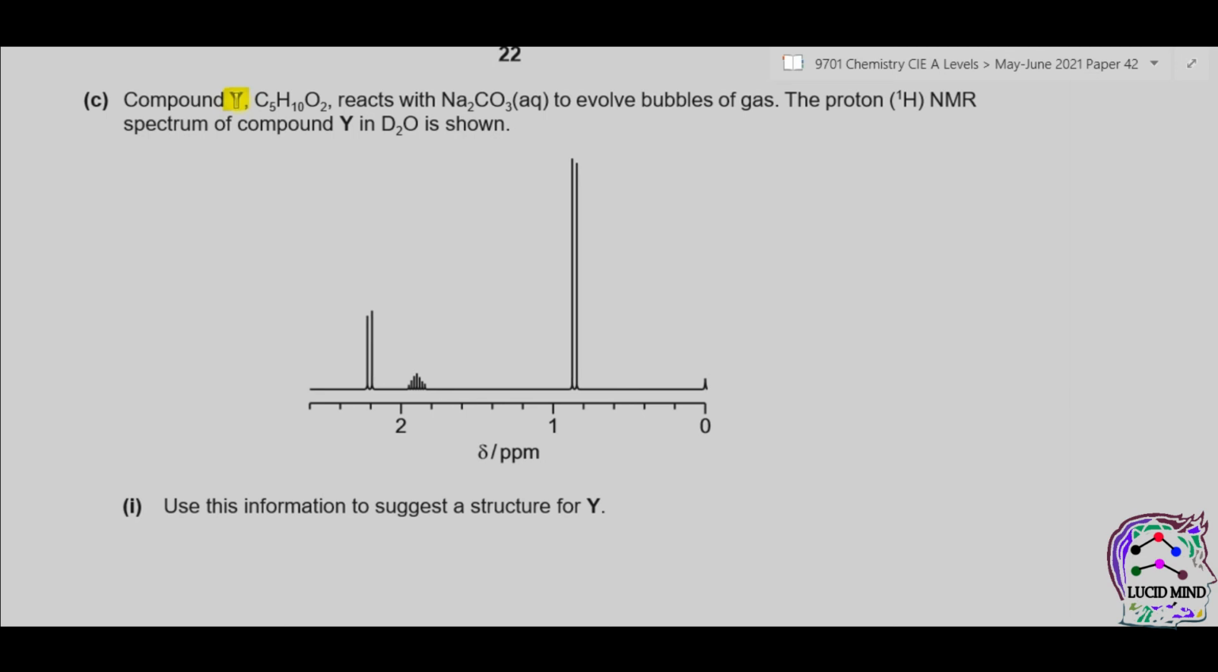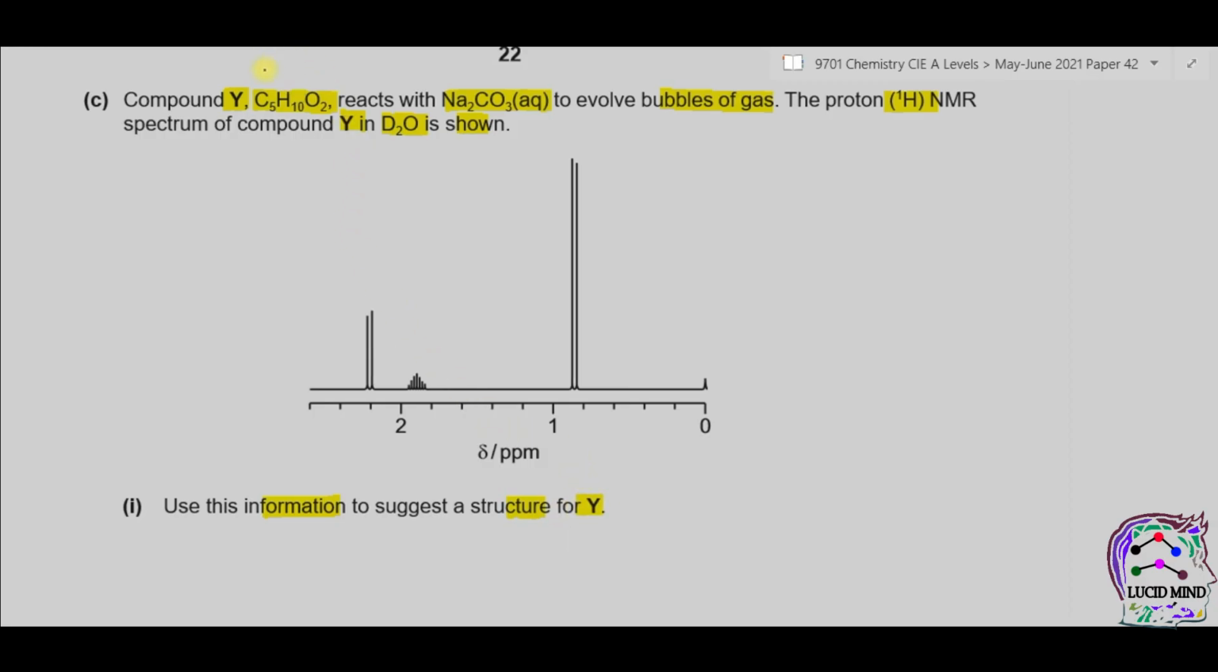Part C, compound Y, we have C5H10O2. It reacts with aqueous sodium carbonate to evolve bubbles of gas. The proton NMR spectrum of compound Y in deuterium oxide is shown. This is the NMR spectrum. Use this information to suggest a structure for Y.